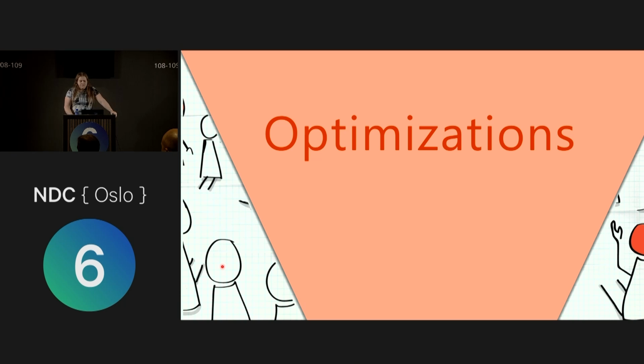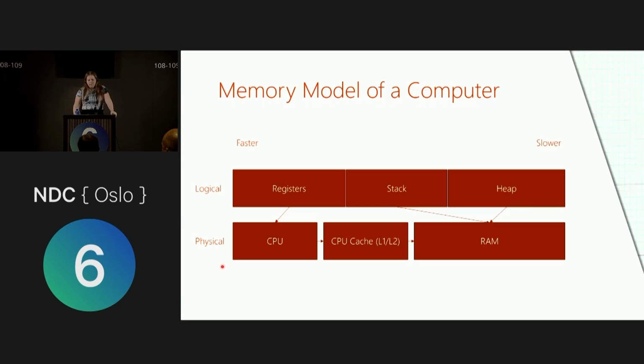But let's talk about some of these optimizations, because they're really, really cool. First, though, let's just review the memory model of a computer. So we have the physical layer here. The places that you can store memory in a computer, first is the CPU. There's also the CPU cache, L1, L2, and sometimes L3. And then finally RAM. And it goes from fastest to slowest. We don't really have a lot of visibility into the CPU cache. It just does that as part of the hardware. And then on the logical level, we have registers, the stack, and then the heap.